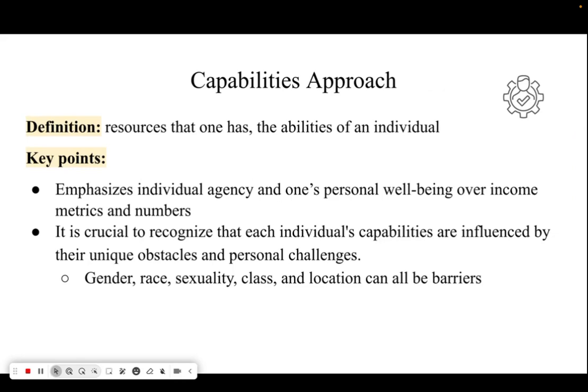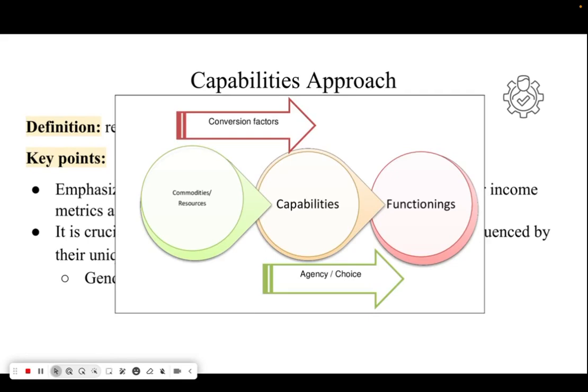Gender, race, sexuality, class, and location all can be barriers. We believe that this picture is a framework for evaluating and assessing human well-being and social justice. The graph depicts the distinction between capabilities and functionings, and then the agency of choice aspect emphasizes the ability of individuals to make choices and act upon them.